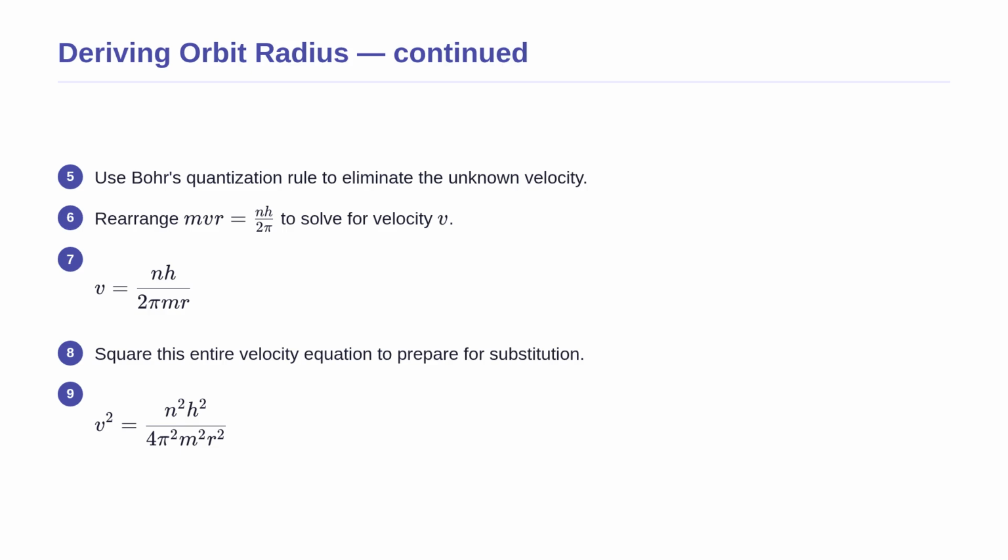To get rid of the velocity term, we bring in Bohr's quantization rule for angular momentum, which we saw earlier. We rearrange that rule to solve for velocity by dividing both sides by mass and radius. Because our force balance equation contains a velocity squared term, we must square this entire new velocity equation. This gives us v squared equals n squared times h squared divided by 4 pi squared m squared r squared. By doing this, we have expressed the unknown velocity entirely in terms of known constants and the radius. This sets us up perfectly for the final substitution step.